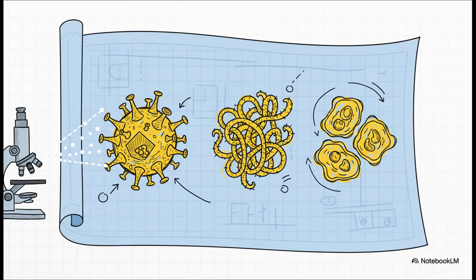Well, if you want to create a treatment for something like Alzheimer's or cancer or even a virus like Zika, you first need a detailed 3D map of the enemy. It's like you have to see the exact shape of the proteins and viruses that are causing all the trouble. And modern electron microscopy gives scientists that perfect atomic level blueprint.